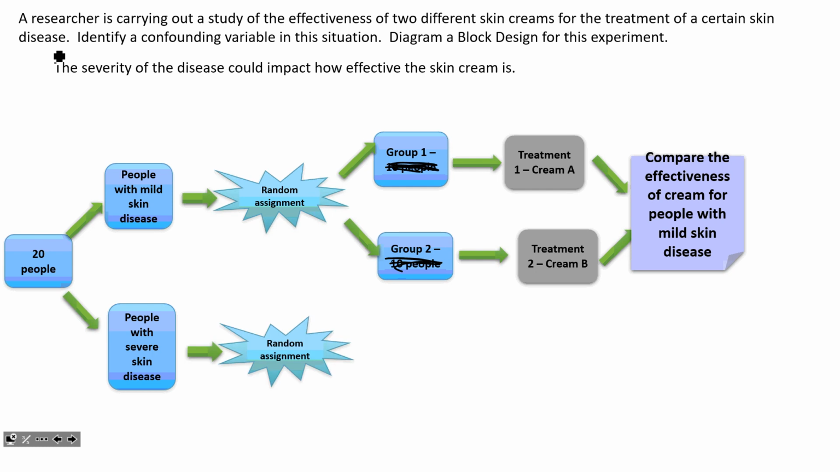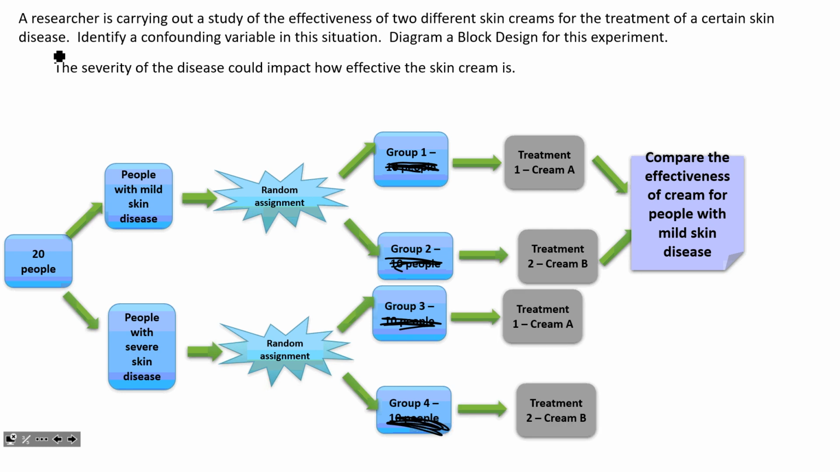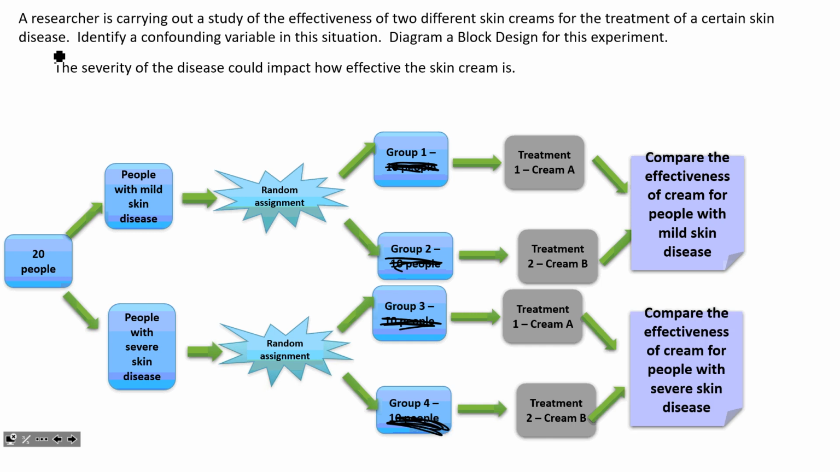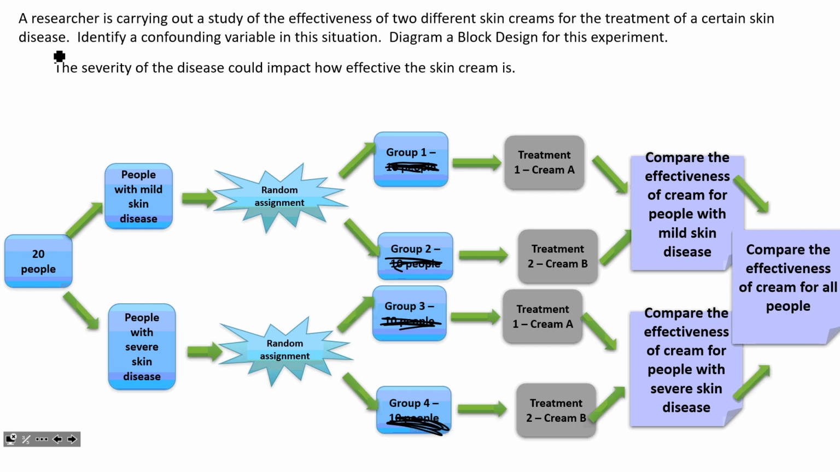And then with the people with severe skin disease, I randomly assign them, again, this is a typo, into 2 different groups. So let's call these group 3 and group 4. And each of these groups, one would get cream A, one would get cream B. I would compare the effectiveness of cream now for people with severe skin disease. So now I know which cream works for people with mild skin disease, which cream works for people with severe skin disease. And then I would still compare the effectiveness of the creams for all people. So that's a block design.